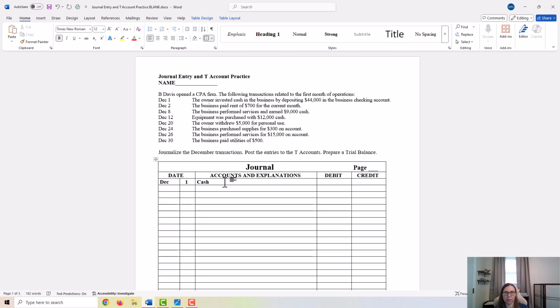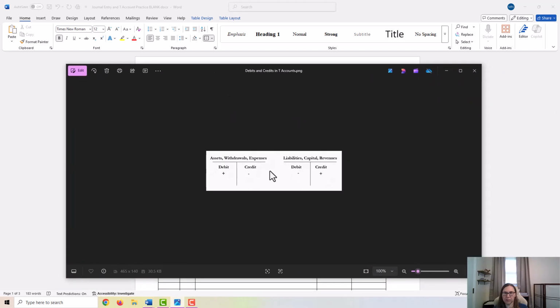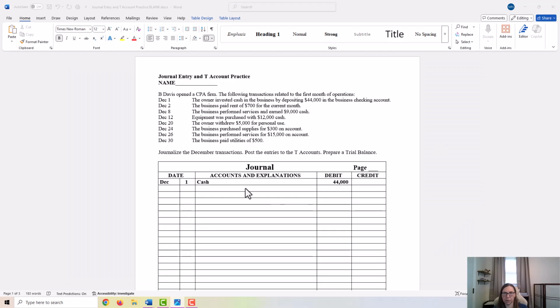And remember, I said in my lecture video that debits go first. So I would put the 44,000 in the debit column, and I would put cash on the first line. And then the credit would be to capital. When the owner invests money, that increases their capital. And when you have a capital account, you add to that with a credit if you go back to these rules. So I'm going to put the owner's name, comma, capital as the name of the account.